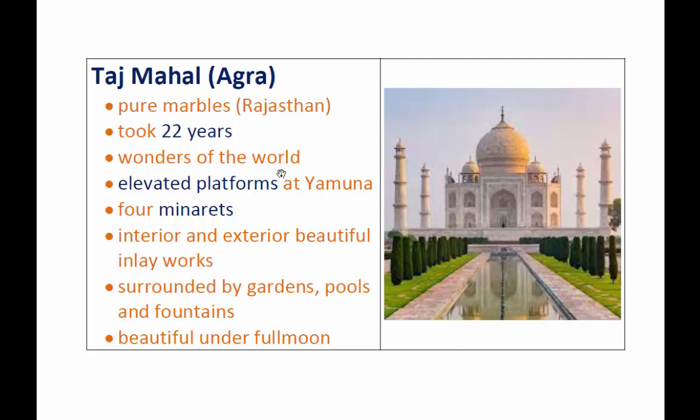Understand? Okay, so when we look at this Taj Mahal, it has an elevated platform. It is a high platform, on the bank of Yamuna river in Agra, and it also has four minarets. Minarets means a tower in the corners of the platform of this Taj Mahal. Okay, and the interior as well as exterior was beautifully designed. It has been designed with inlay work, so to say, by the architects of that very time.